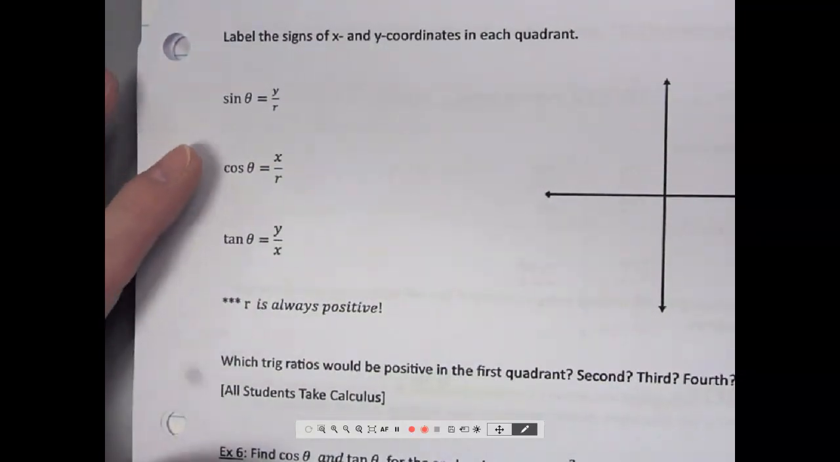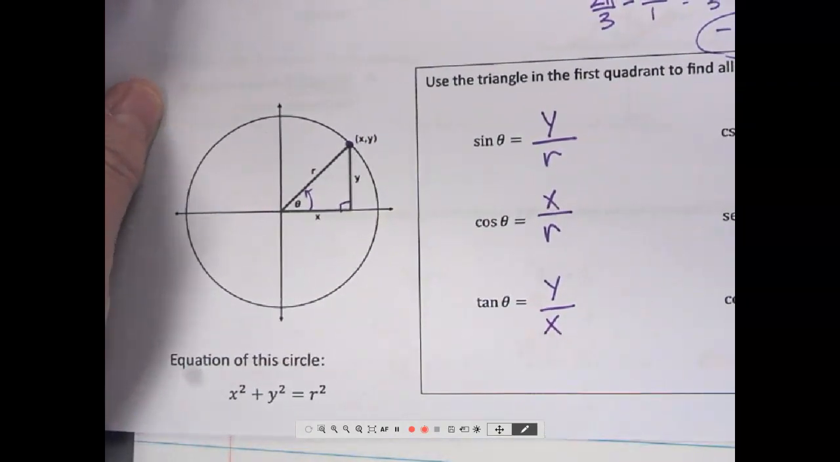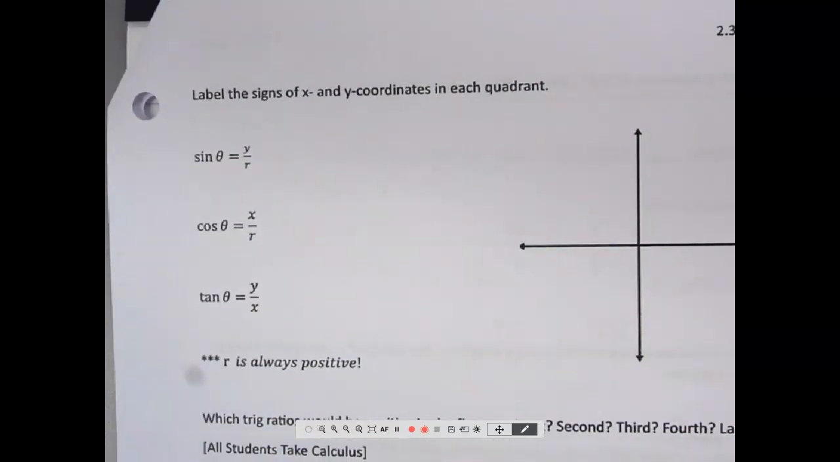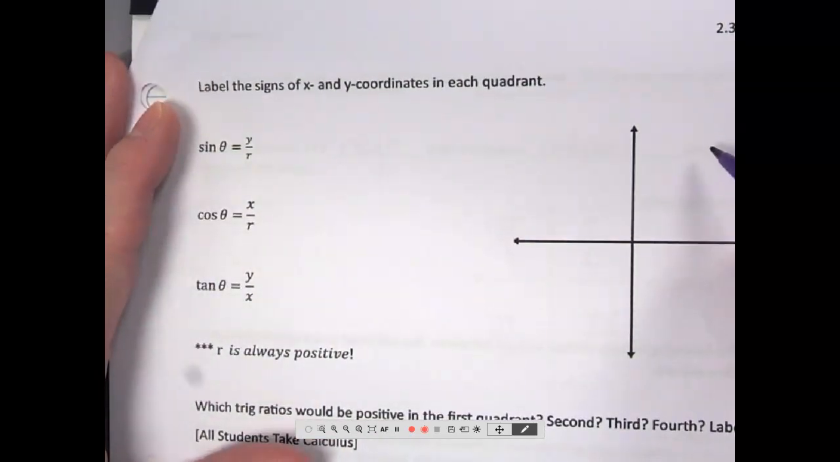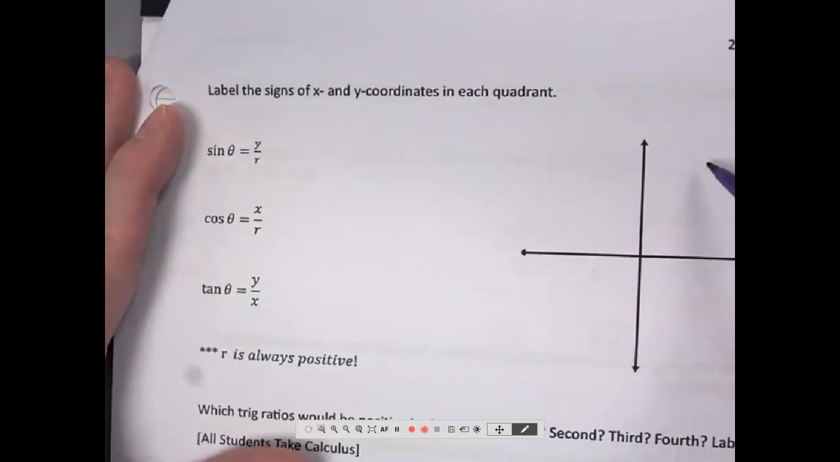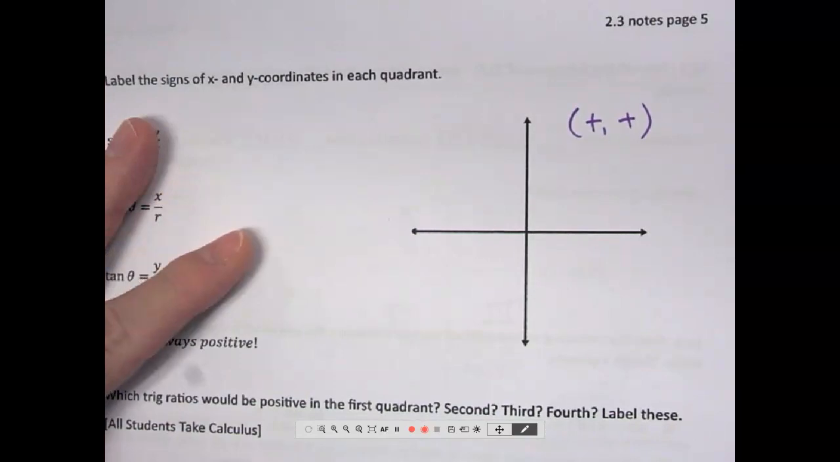Okay, so thinking of what we talked about back on page 2 of the notes, how we used X, Y, and R with that right triangle inside that circle. Think about ordered pairs, X and Y, in the first quadrant. What kind of signs do we have? Like positive and negative. Both are positive, aren't they? So I have a positive X and a positive Y value in the first quadrant.